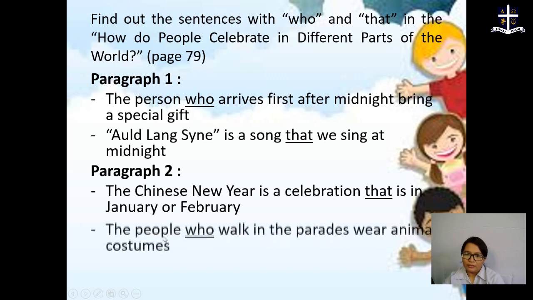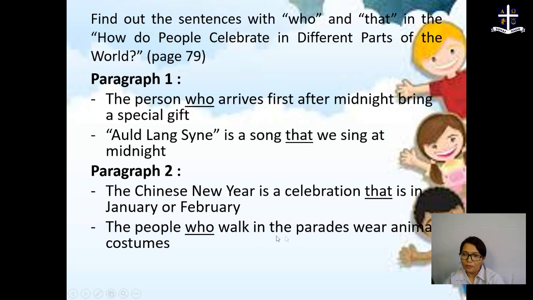And then the next one, the people who walk in the parade wear animal costume. So look at this one. The people. So you have to use what? Who or that here? So you use who. Why? Because this is people. Orang, ya? Menjelaskan orang.